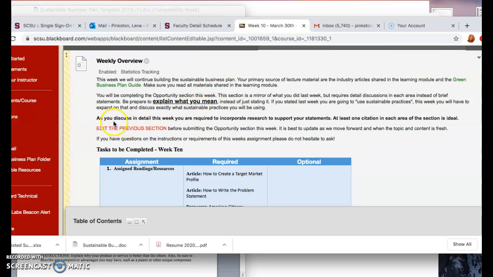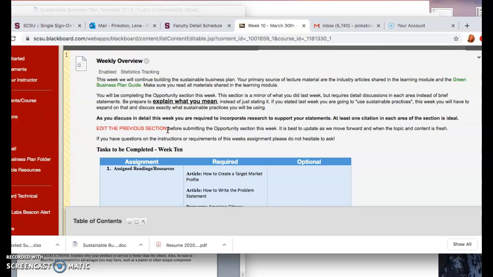As you discussed in detail this week, you are required to incorporate research to support your statements. So, in each of the three areas, you need to have at least one citation showing that you really researched this area. Okay.